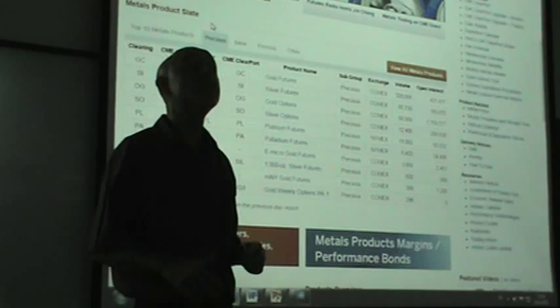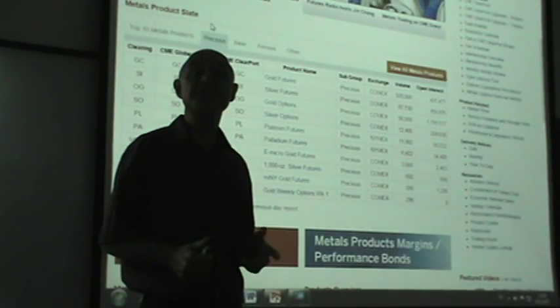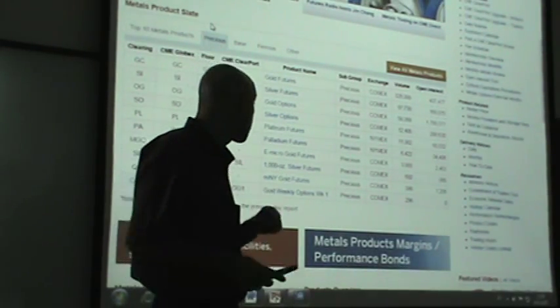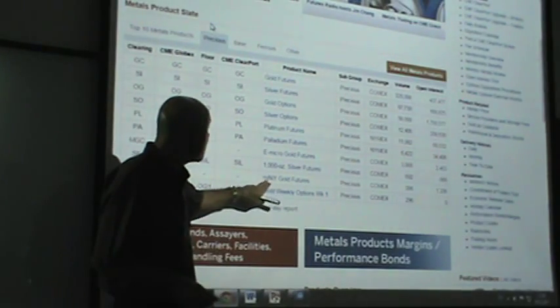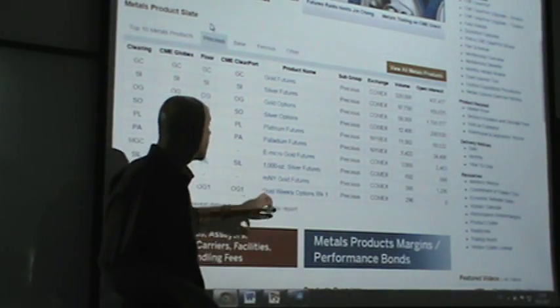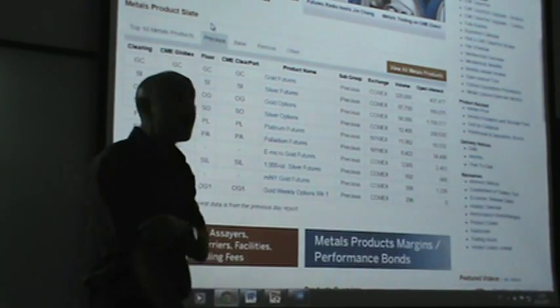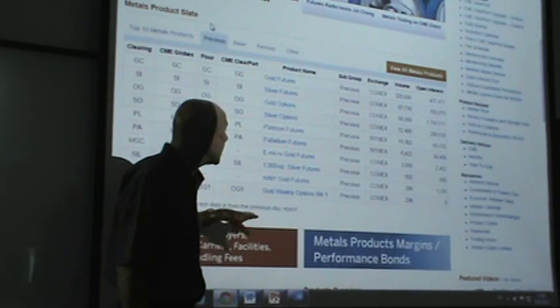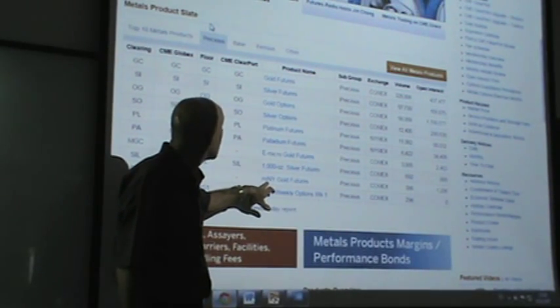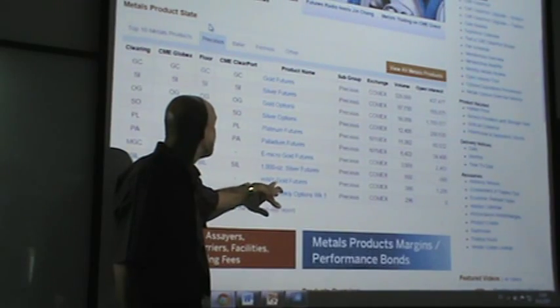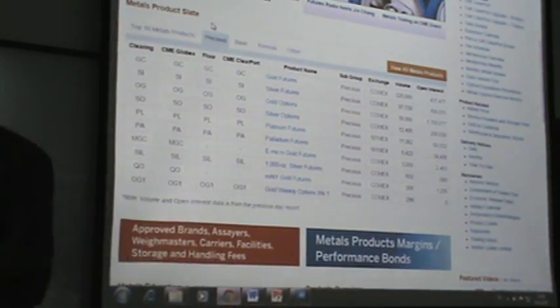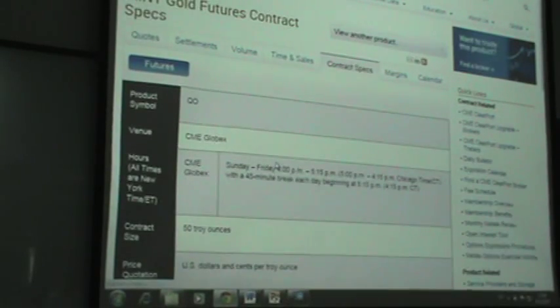100-ounce silver futures, I told you, was previously known as the mini silver contract. And this is like mini New York gold futures, and gold weekly options, whatever that is. I don't know what it is. So now maybe we can try and click. Let's see if there's been any trading over here. Let's see what this mini New York gold futures is. Again, I don't know exactly. We're going to click and find out. It's got a very low volume, it's got a very low open interest.